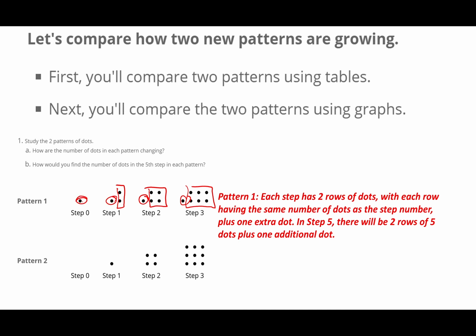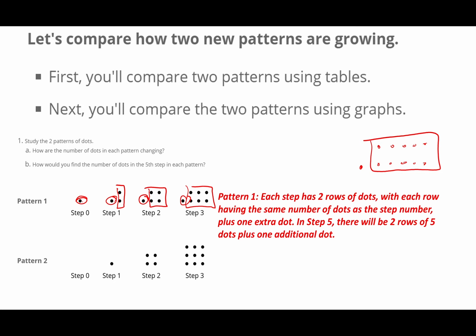That means that for step 5, there would be 2 rows of 5 dots plus 1 additional row. So 1, 2, 3, 4, 5, 6, 7, 8, 9, 10, and then the 11th dot on the bottom left.